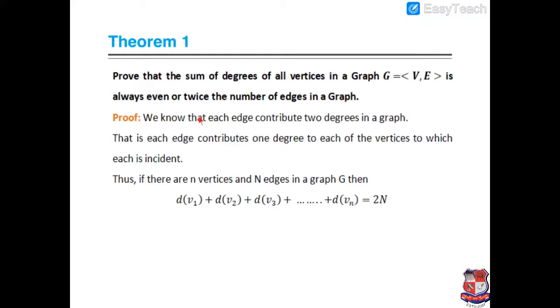We know that each edge contributes 2 degrees in a graph. That is, each edge contributes 1 degree to each of the vertices to which it is incident. Thus, if there are n vertices and N edges in a graph G, then degree of V1 plus degree of V2 plus degree of V3 up to plus degree of Vn must be twice N, that is twice the number of edges in a graph G.